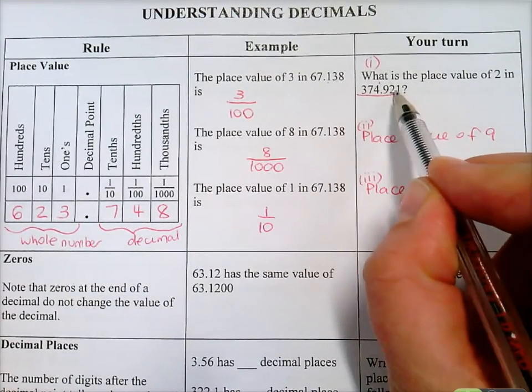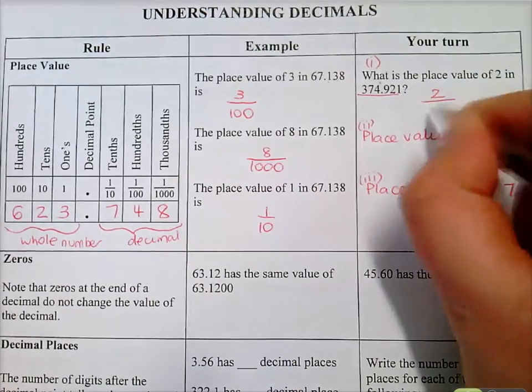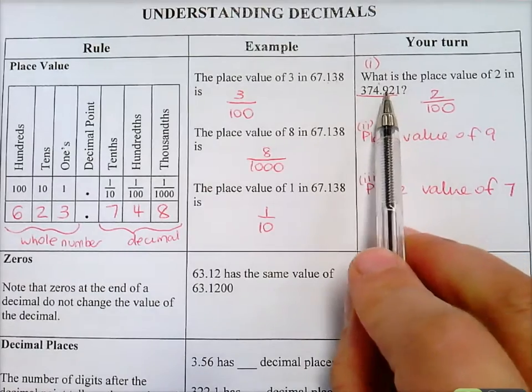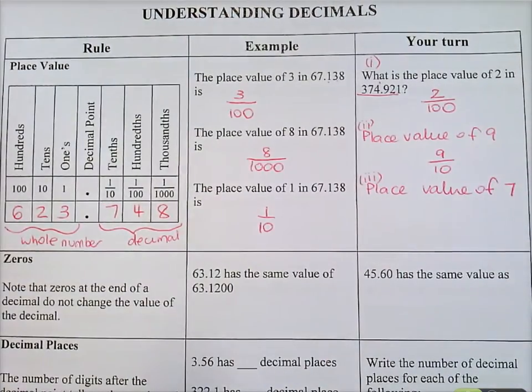Okay, the place value of the 2. This is the tenths, the hundredths, the thousandths column. So it's 2 what? 2 hundredths. Okay. The place value of the 9. Yeah, it's in the tenths column. So there is no units column after the point. The units column is before the point.